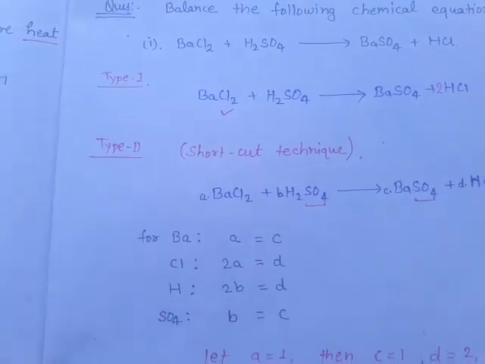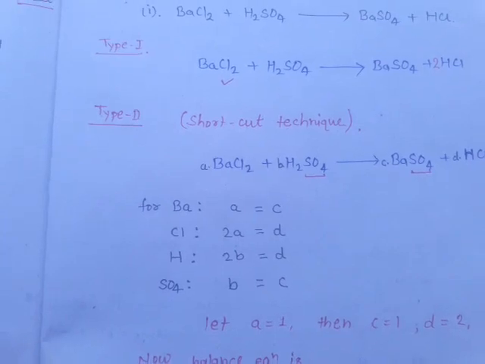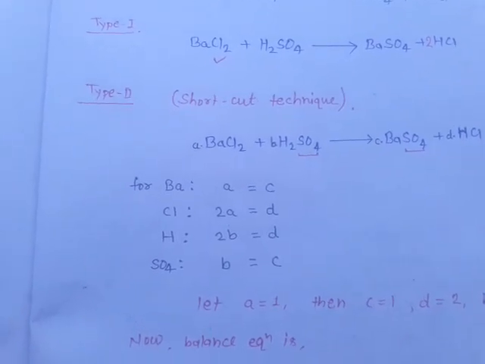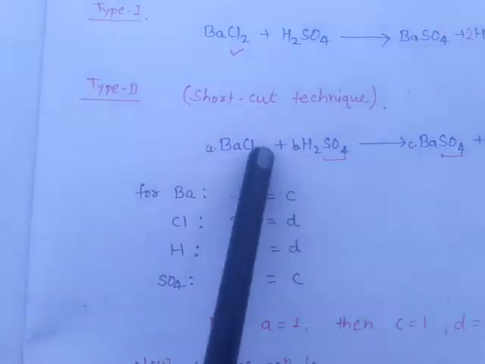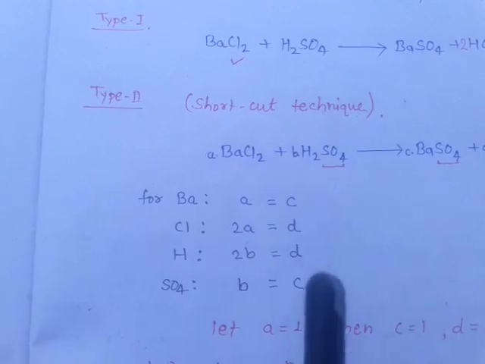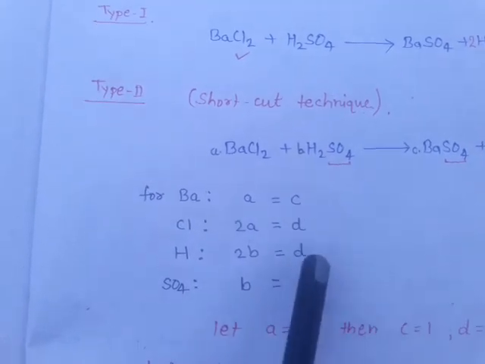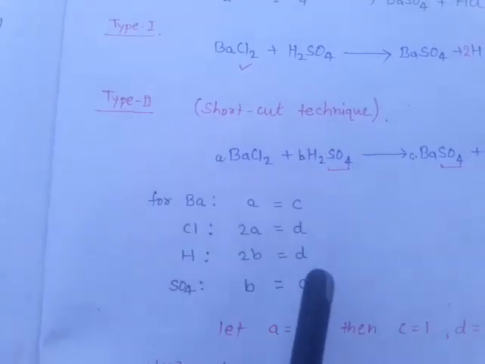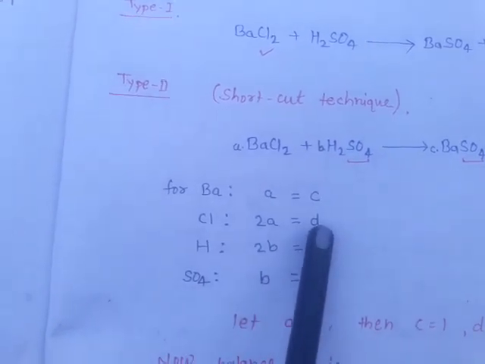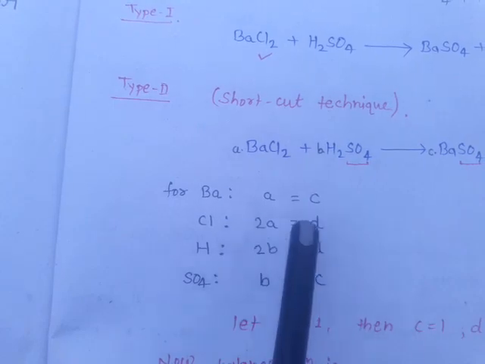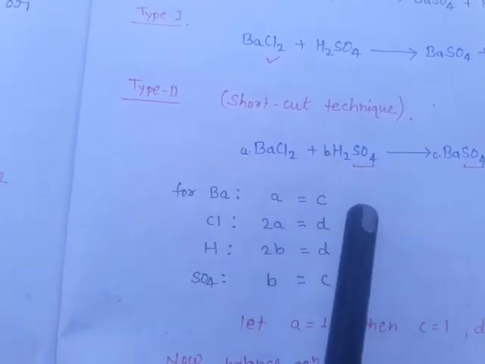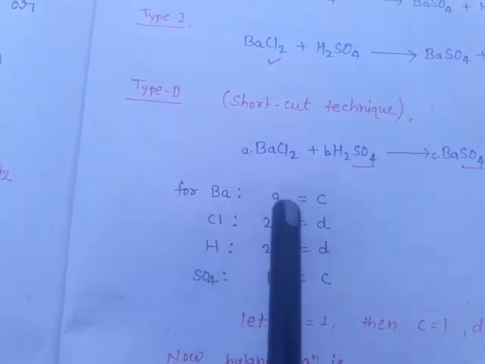Here the four equations are A is equal to C, 2A is equal to D, 2B is equal to D, and B is equal to C. For solving this, we assume any values for A, B, C, D, putting numbers 1, 2, 3, 4, and checking that no fraction is formed. If we put D is equal to 1, then 2A is equal to D and A is equal to half. So there is a fraction.